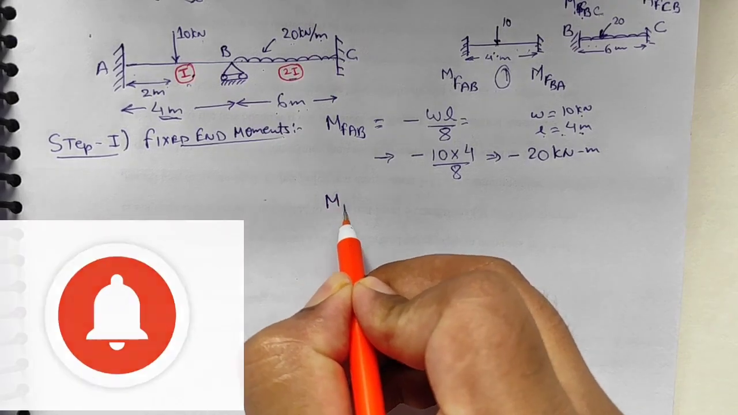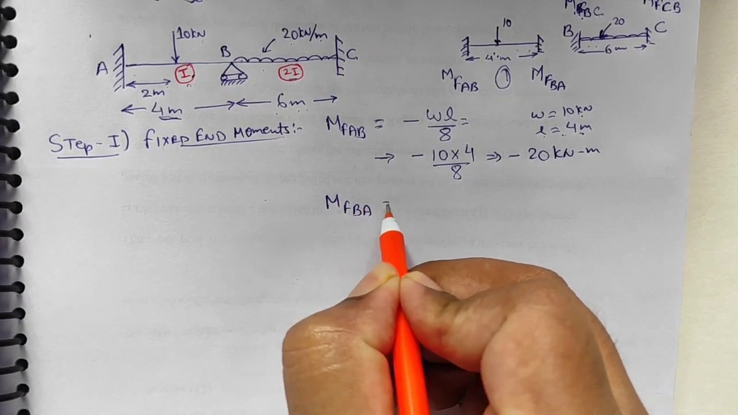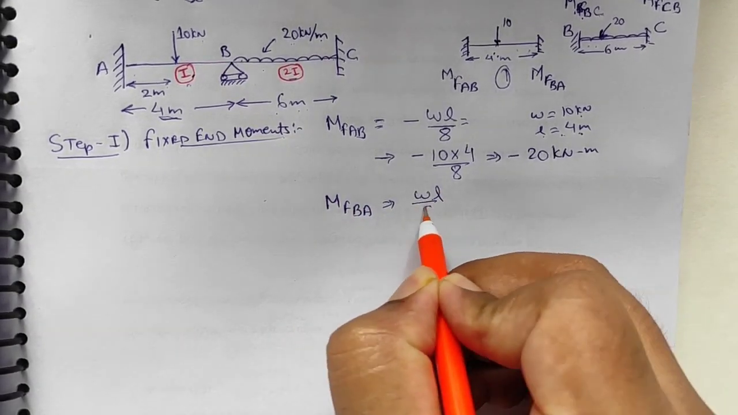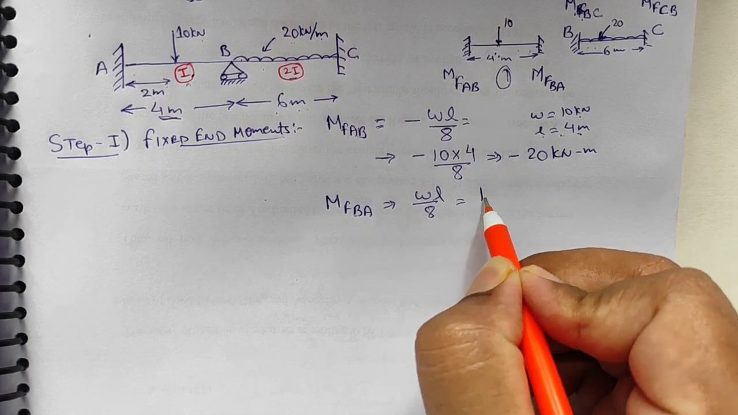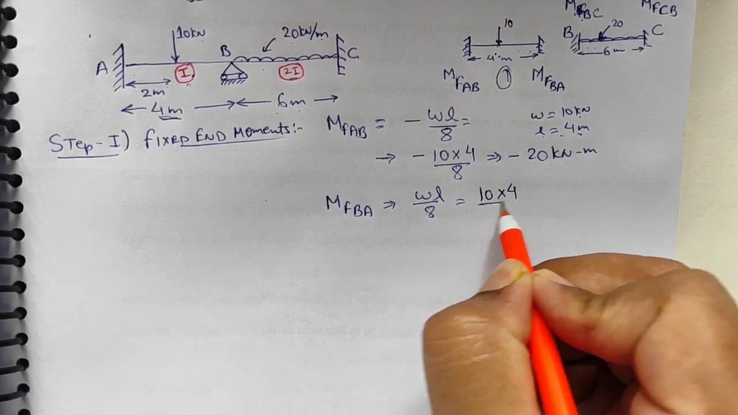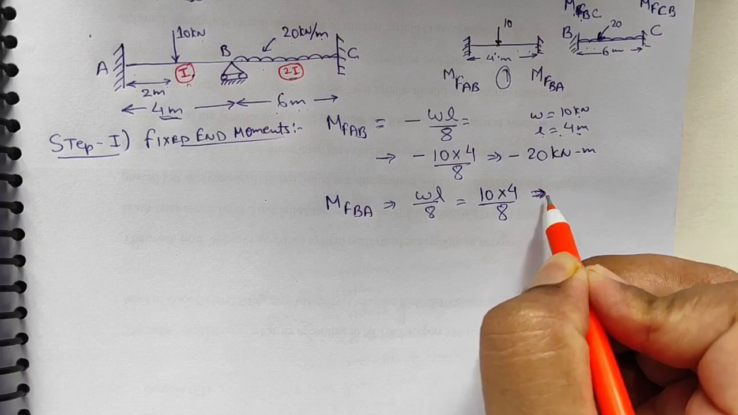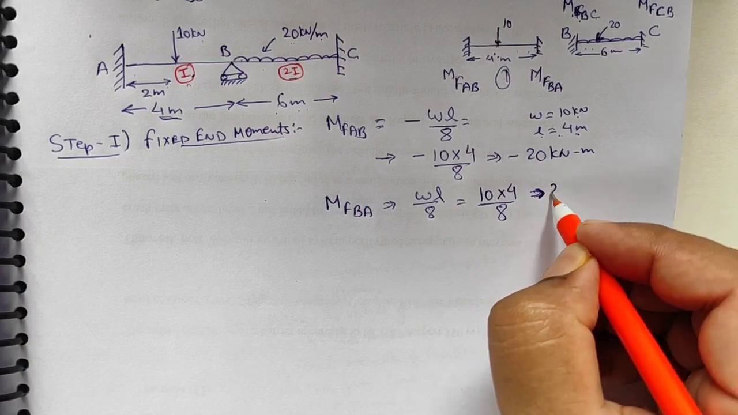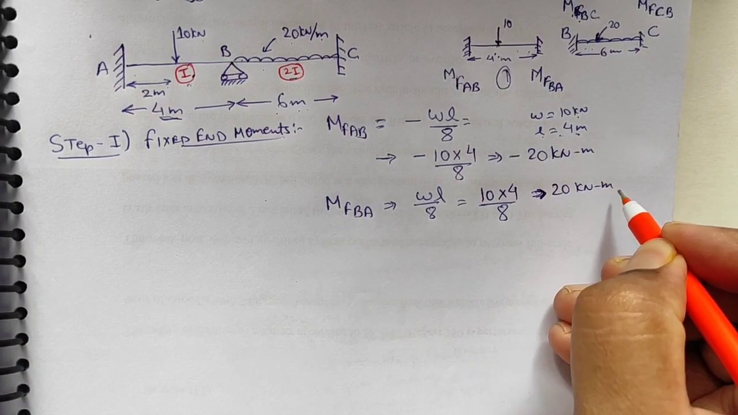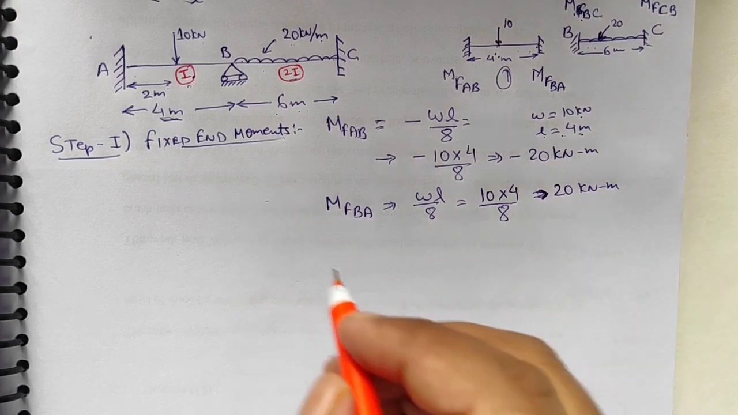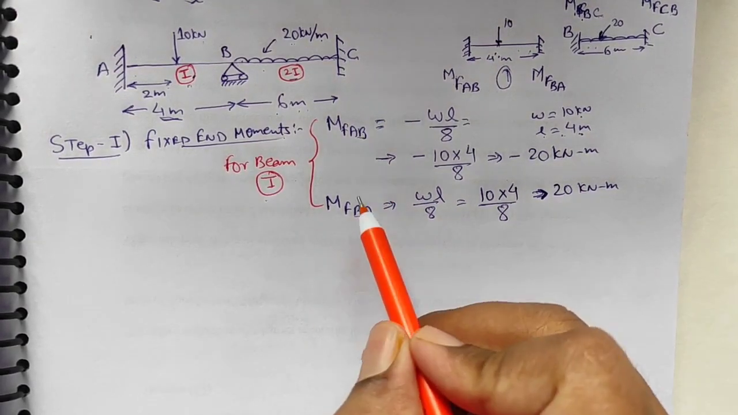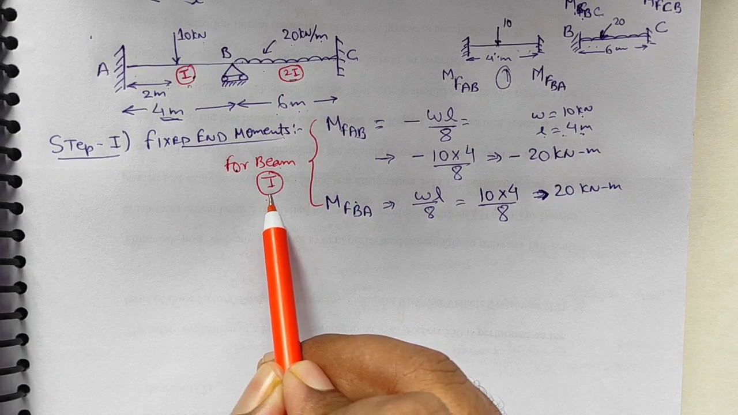Now similarly I will solve for MFBA, which will give me WL by 8. The values will be the same as I am solving for the same beam, but only the direction of the moment will be opposite. So the value here I'll get is 20 kilonewton meter. So these two moments are for beam 1, the beam loaded with the point load.